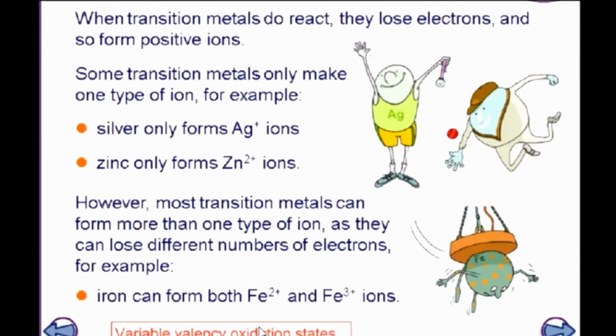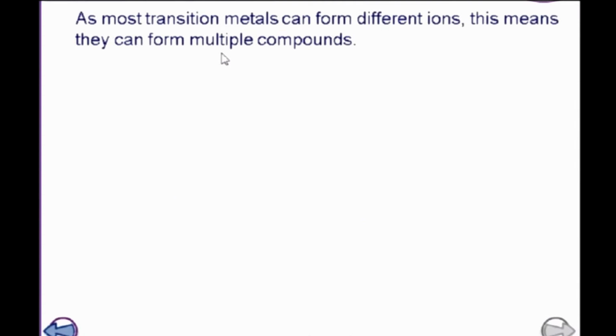So variable oxidation states. For example, iron will form Fe2+ and Fe3+ ions. So they show variable valency, excepting silver and zinc. Silver is Ag+ and zinc is Zn2+. Otherwise, others will show more than one type of ion, and we call that variable valency or oxidation state. Please, can you write that down? Number 1, transition metal compounds.